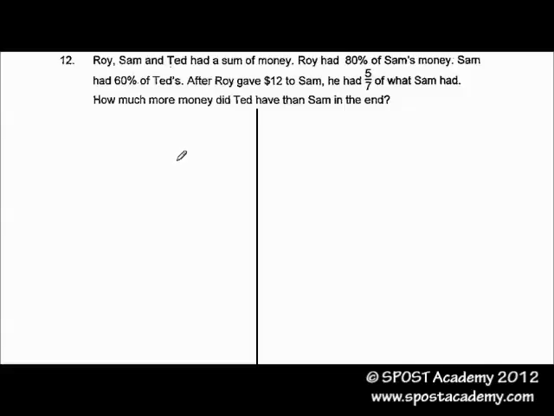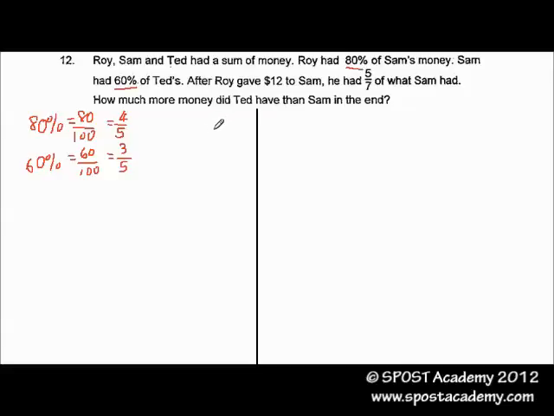Now, as with other questions that we have gone through, we must remind ourselves to change all the percentages into fractions. So the first thing we need to do is to change 80% into a fraction. So this 80% is equal to 80 over 100, which will give us 4 over 5. Now the other percentage that we can see here is the 60%. So we've got to change 60%. 60% equals 60 over 100, which gives us 3 over 5.